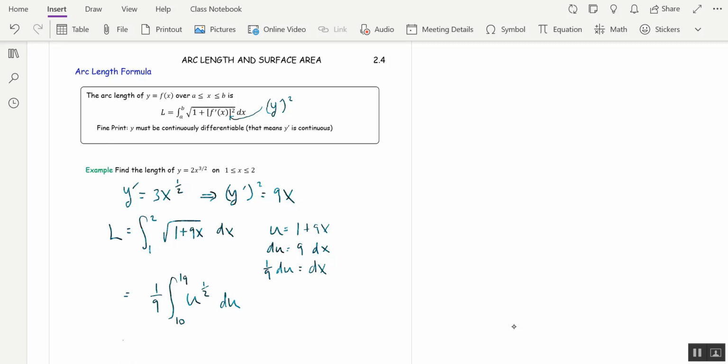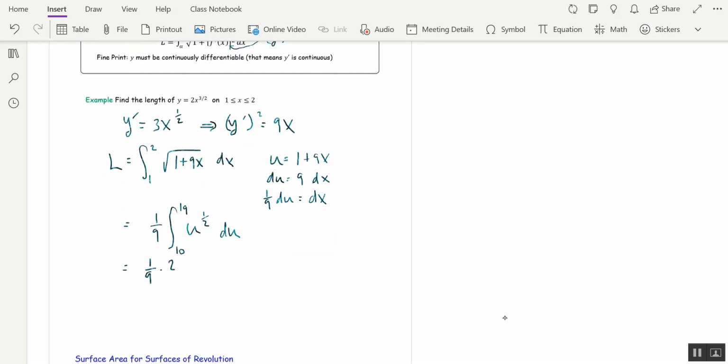So this is 1/9 times 2/3 u to the 3 halves, evaluated between 10 and 19, which is 2 over 27, and then 19 to the 3 halves minus 10 to the 3 halves. And that's, in terms of simplification, as far as I can go without using a calculator.